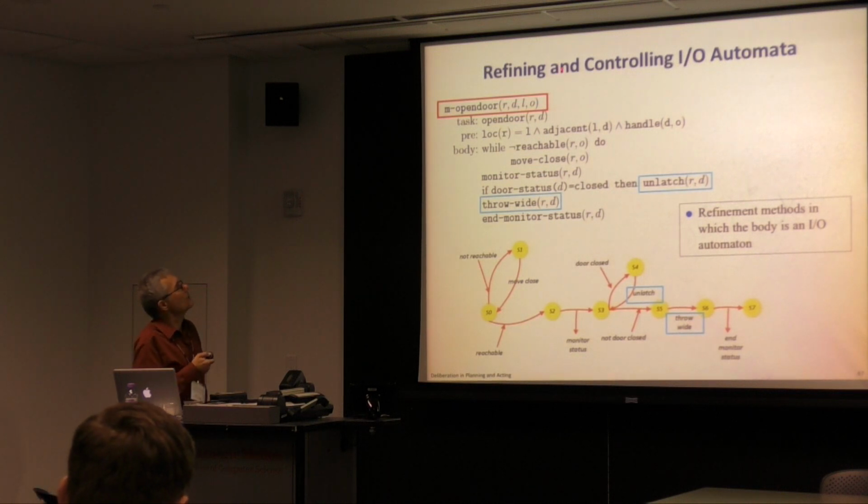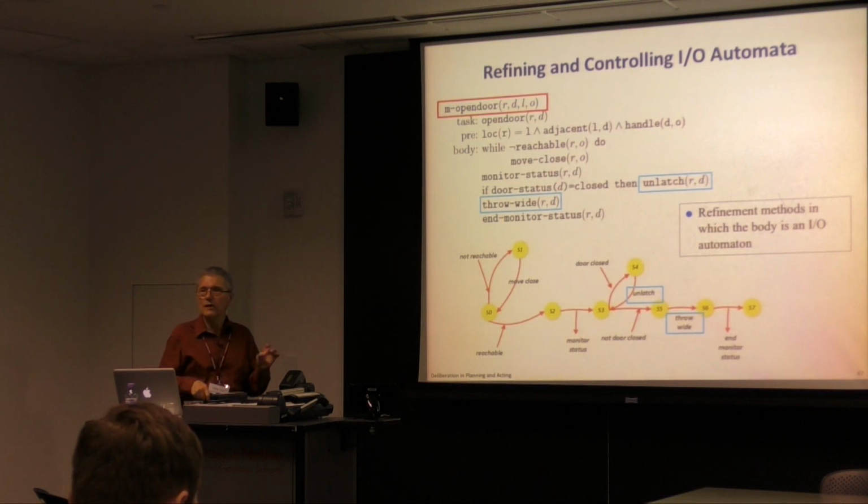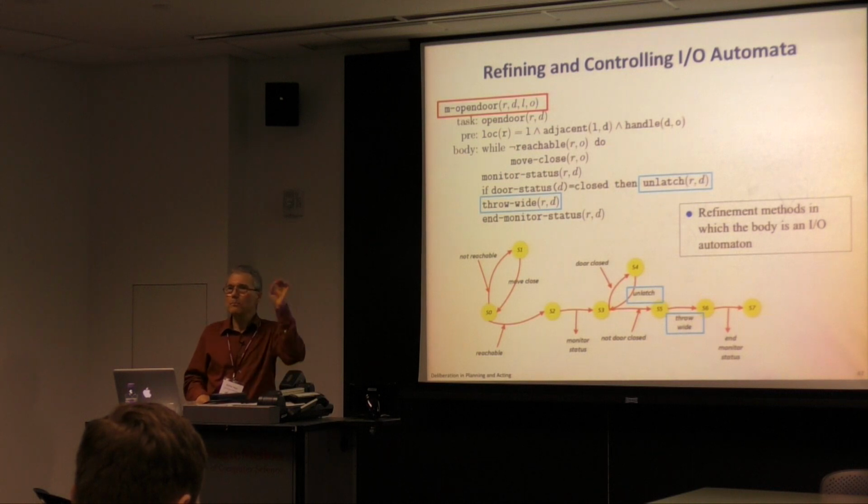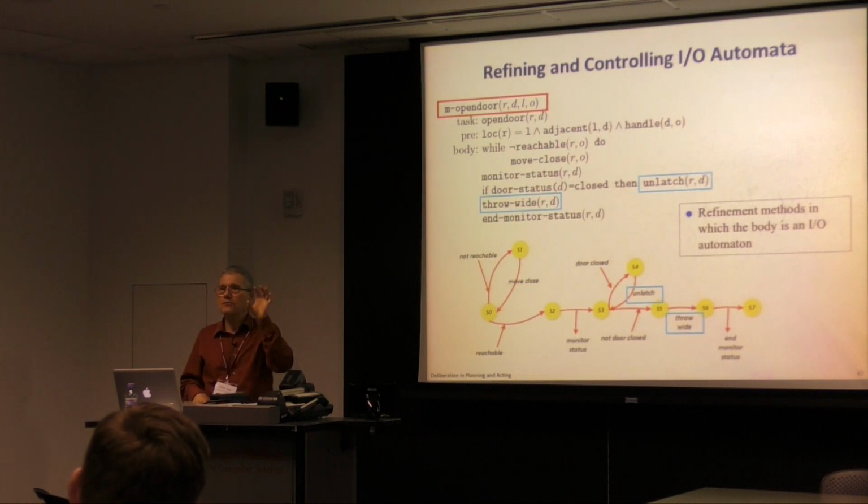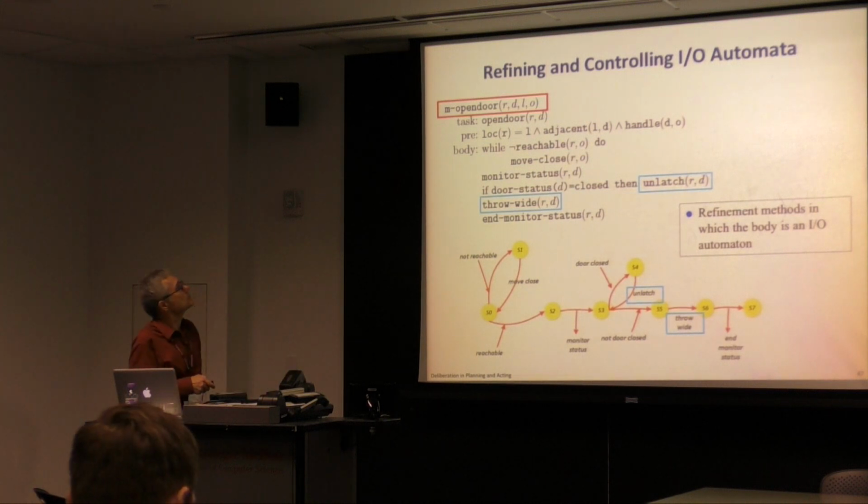So what we have in that is refinement methods. They look something like this, in which the body, rather than being a piece of code, is an I/O automaton. All right? And so planning in a situation like that provides a way to plan for agents that are interacting with each other, where the description of the agent may be hierarchical in nature.